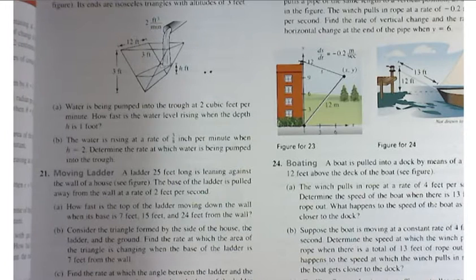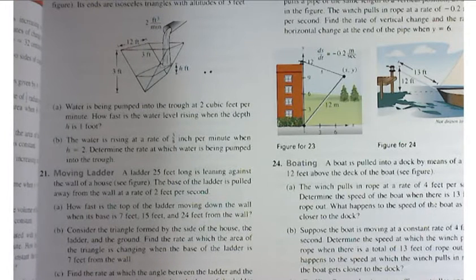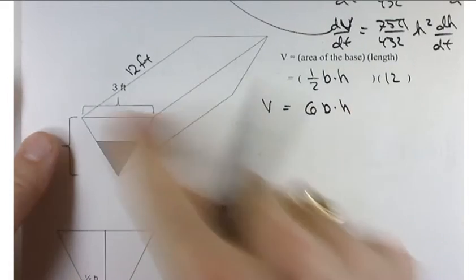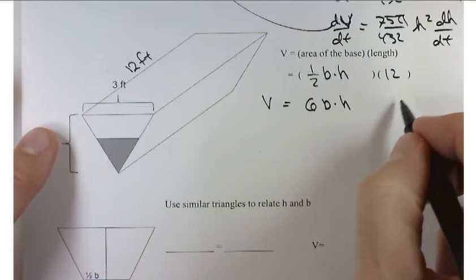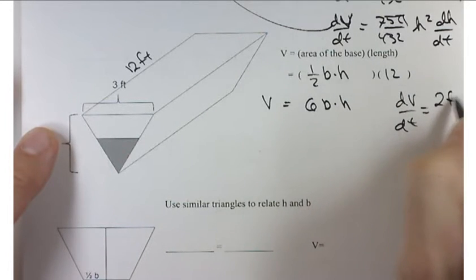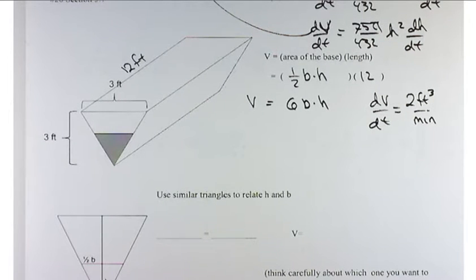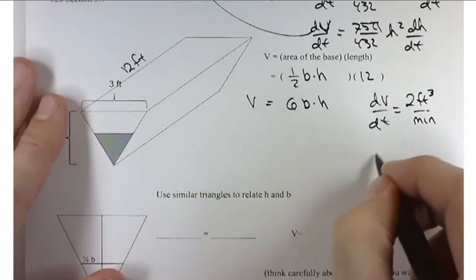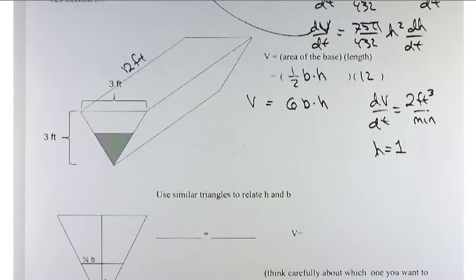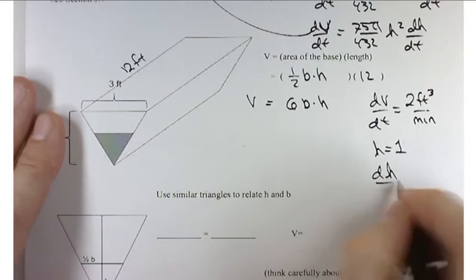Giving everyone a chance. The 1/2 times the 12 canceled and gave me the 6. 12 was the length of it, so 12 was its length that way. Okay, so of the things we know, dV by dt is 2 cubic feet per minute. Eventually, we want to figure out the rate at which the water level is rising when the depth is h equals 1 foot. So h equals 1 foot. Now, the rate at which the water level is changing, how would you express that? dH by dt. So that's our ultimate goal, to figure out dH by dt.